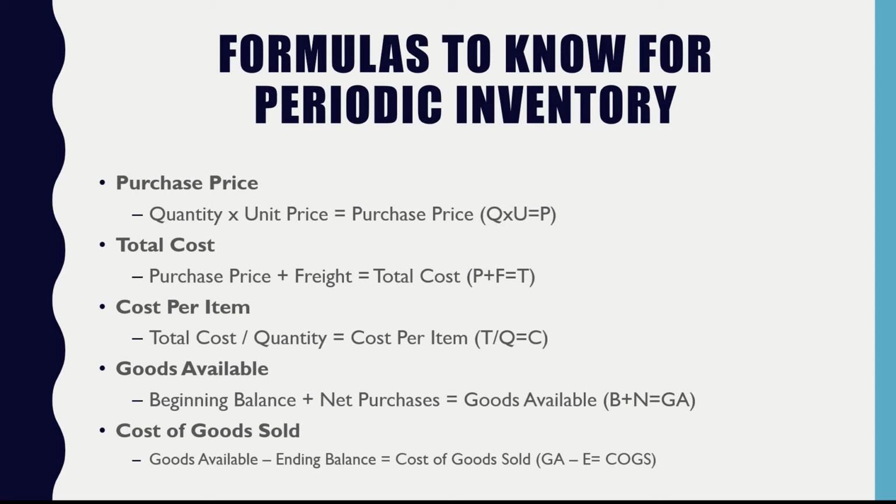First one is going to be determining a purchase price. So straightforward, right? When we look at purchasing our items, we're looking at how many items we're purchasing and at what price we're going to be paying to purchase it. So purchase price is quantity times the unit price to get your overall purchase price. Then we're going to take a look at total cost. Total cost is going to be your purchase price plus your freight.